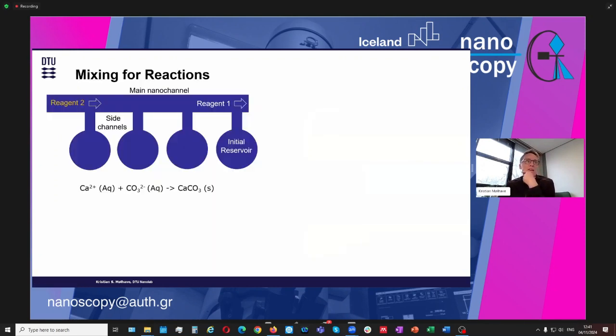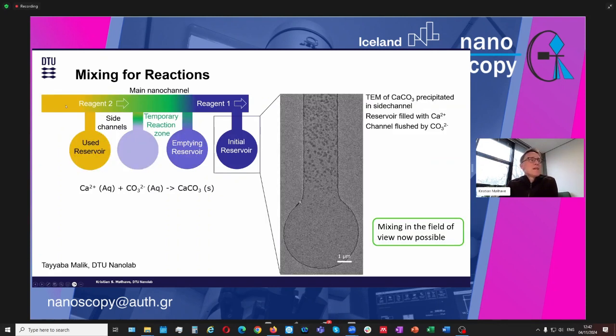If you want to control reactions, another way we're doing it is to use nice little side channels to our main nanochannel. So for instance, if you want to see a precipitation reaction, take some calcium ions and some carbonate ions, and you'll form calcium carbonate, which is a typical test reaction, you could say, for liquid phase TEM. And if we flow in first a calcium precursor, it'll fill out all the reservoirs. And then if we flow in a carbonate reagent into it, there'll be diffusive intermixing between the two. But if we flush real fast in the main nanochannel, it won't really mix very much, and there'll be very little precipitation in the main channel.